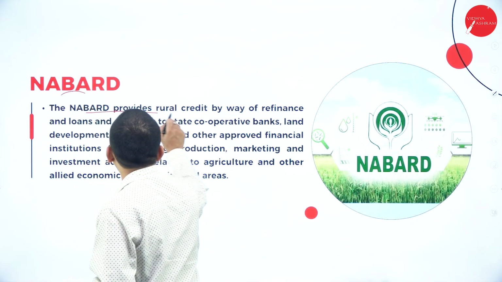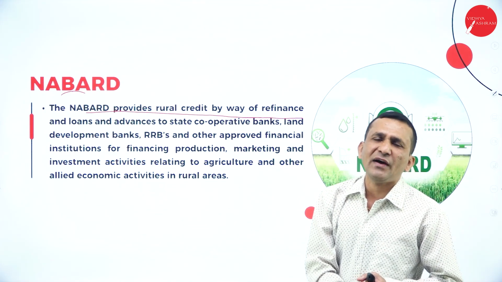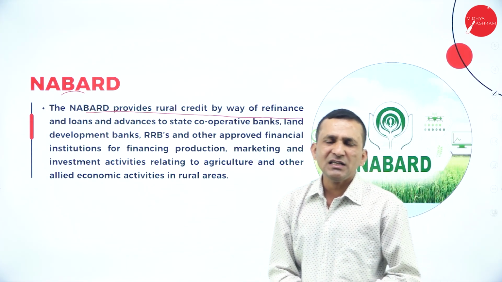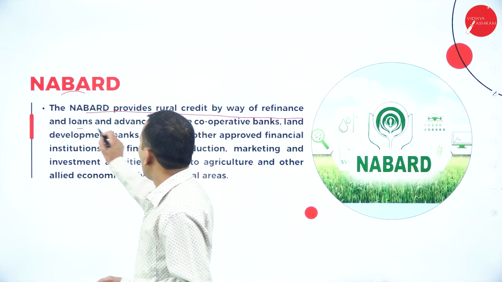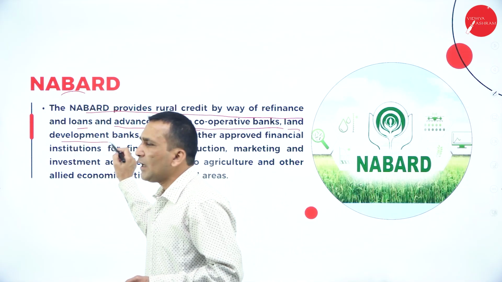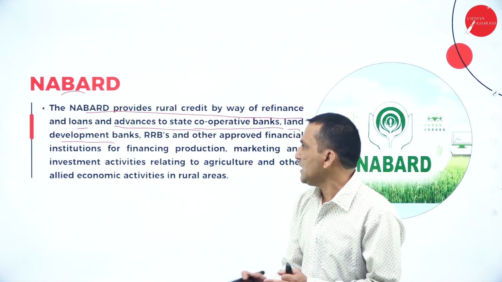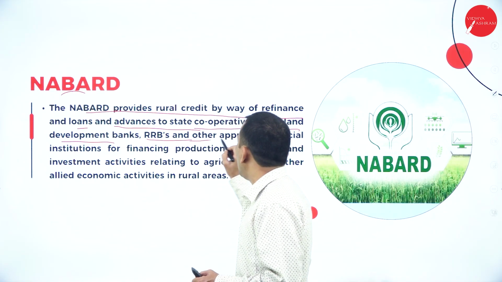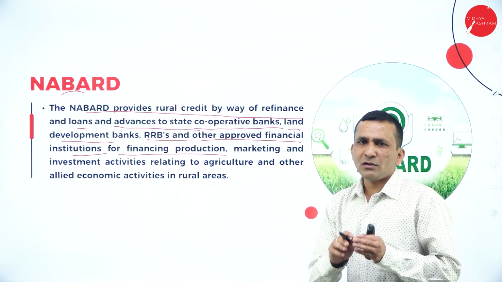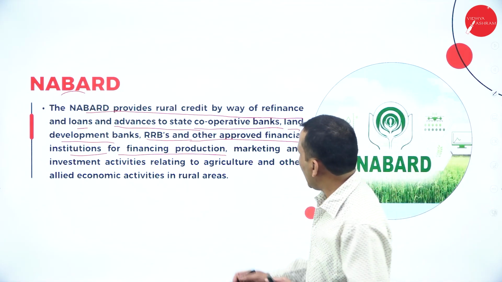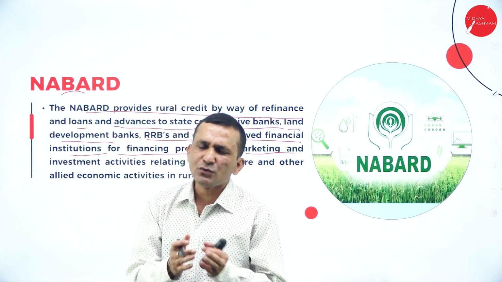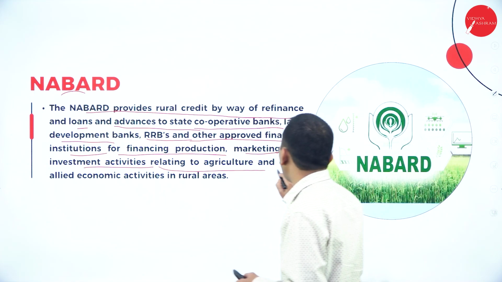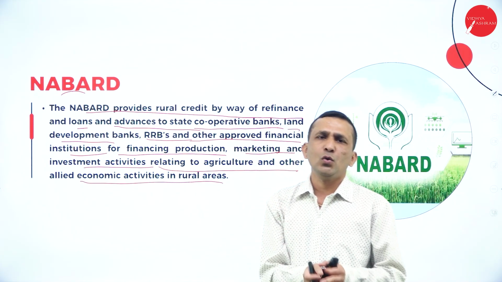Moving forward, NABARD provides rural credit by way of refinancing, because an individual cooperative society or any agriculture bank gets finance from RBI, and the same finance can be refinanced to the farmers for agriculture improvement, along with loans and advances for the state cooperative bank. If any farmer wants to develop land into agriculture land, they get support from the Land Development Bank, which was already covered in the first unit. Then there are the RRB, the Regional Rural Bank, and approval for financial institutions for financing protection. How the financial institutions get finance, we need to think. There is also marketing, because farmers want to market their product, and where they store it and how they find the required demand. Investment activity related to agriculture and other allied economic activity is the overall rural development.